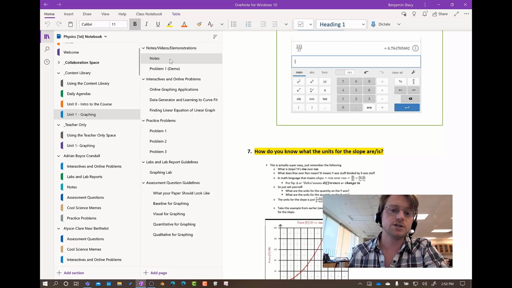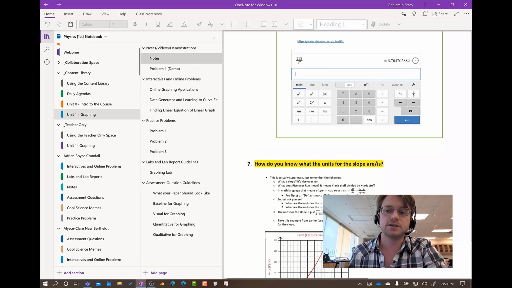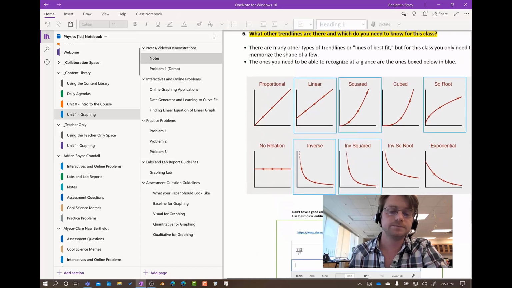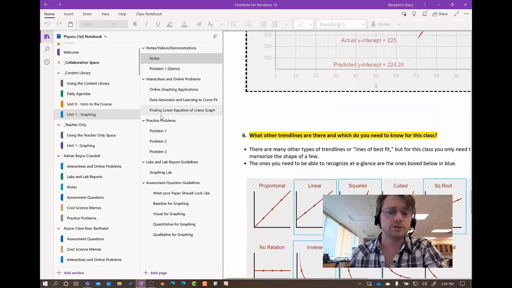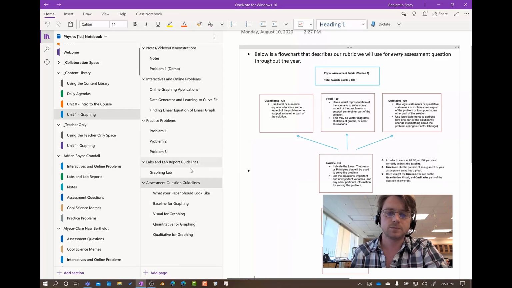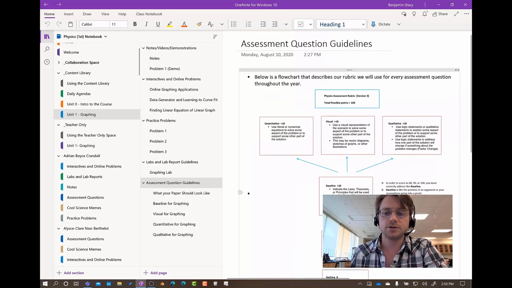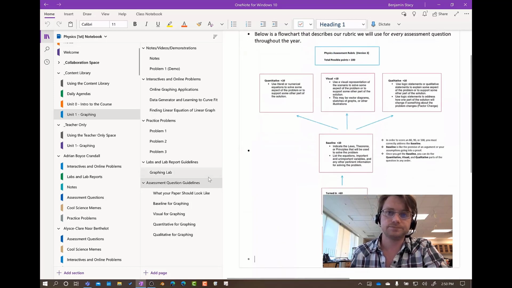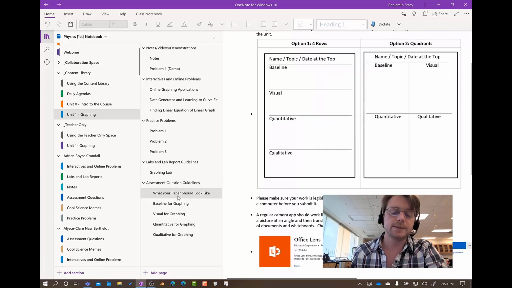Notes, videos, and demonstrations. I'm in the notes right now, and you can see that in the right-hand content area window. But we're talking about the assessment questions, so at the very bottom, I'll always have assessment question guidelines. On the main page is my flow chart, which looks awesome, doesn't it? And then the subpages are what your paper should look like. So let's make sure we're clear about this.